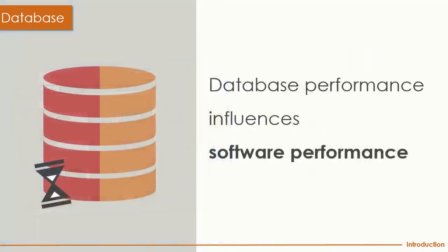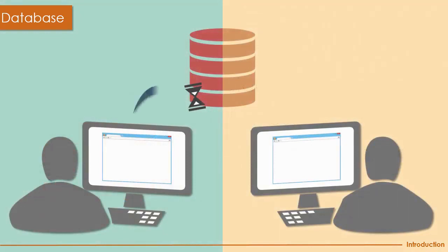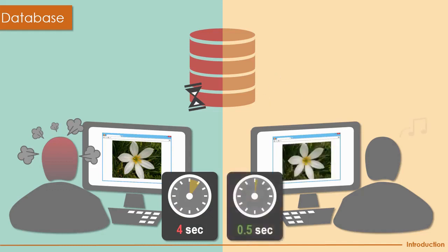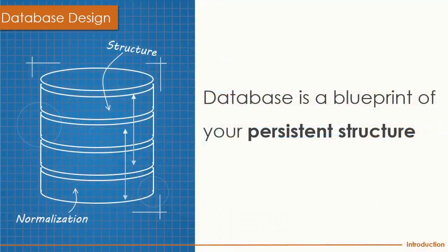The database is a key component of your software. It has a big impact on the software performance. For example, you have a system to load the photo from the database. If you have a bad database design or a badly maintained database, you may have to take a long time, say 4 seconds, to get one photo. But if you have a good database design, you can retrieve the information immediately, say just half a second to get the photo.